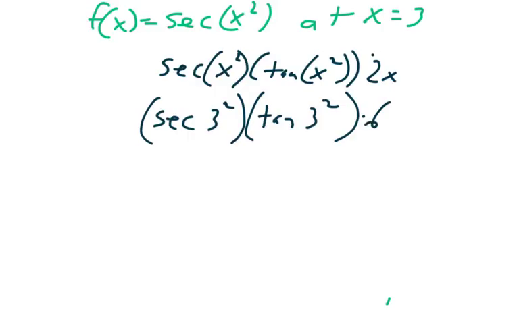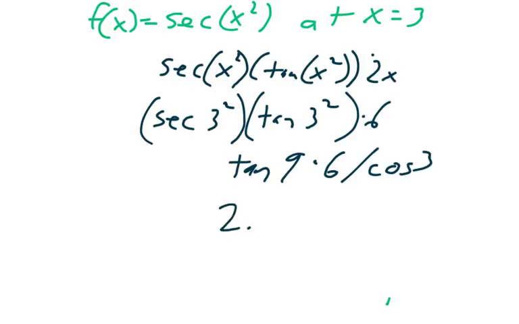times 6. So when putting this in the calculator, I'm going to do the tangent of 9 times 6, and because we don't have a secant button, I'm going to do divided by the cosine of 9. Make sure that your calculator is in radians, or else you will get the wrong answer. The answer should have been 2.98.